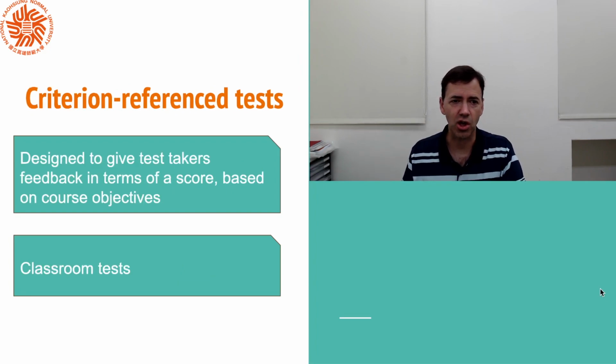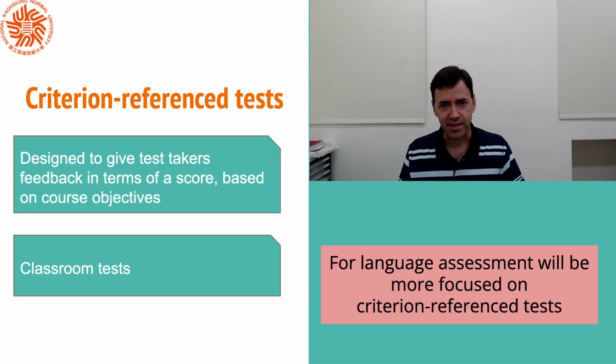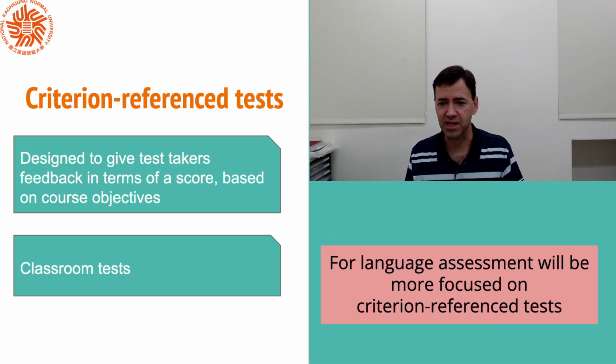Okay, the second is called criterion referenced tests. These are designed to give test takers feedback in terms of a score based on course objectives. So these are your classroom tests. You give the students a percent, or you give them an A or a B, something like that. So for us in this course and for English teachers, we are much more worried about criterion referenced tests because this is how we're going to assess language in a more practical way.